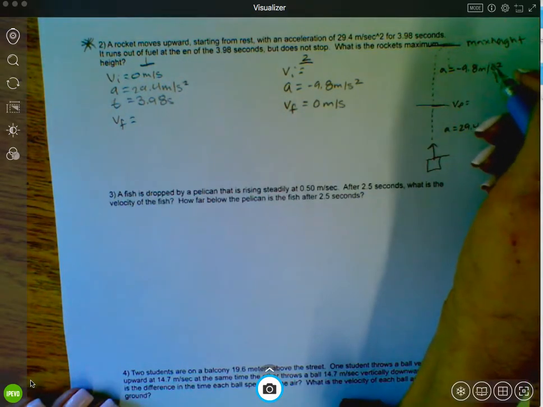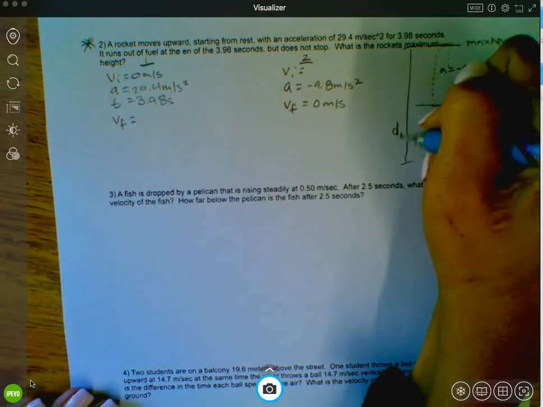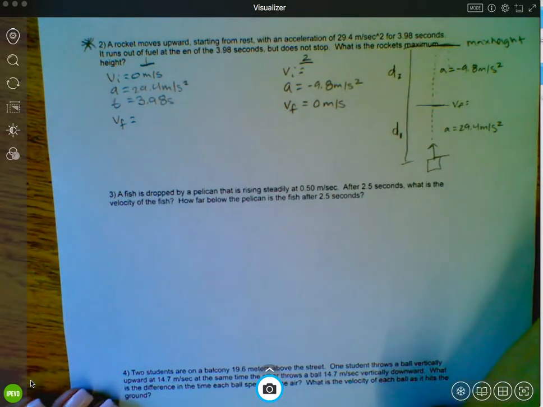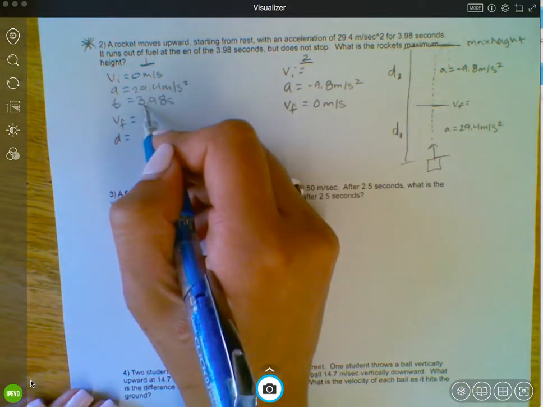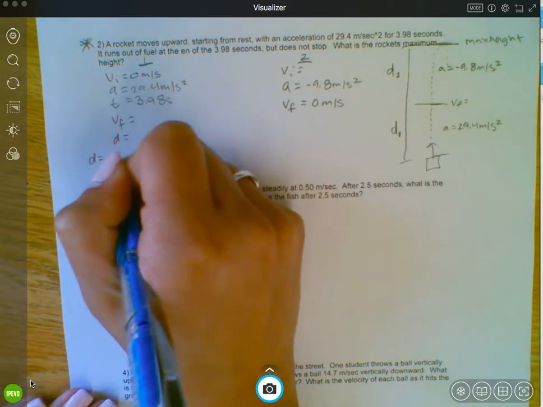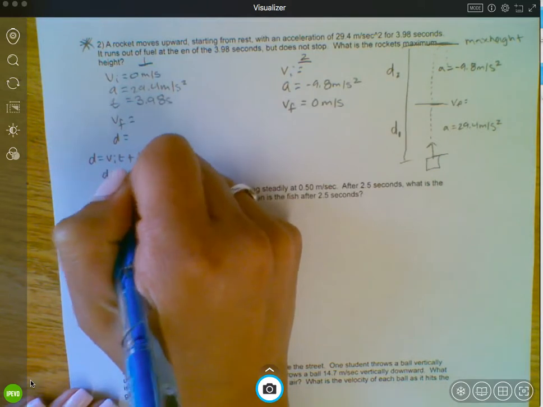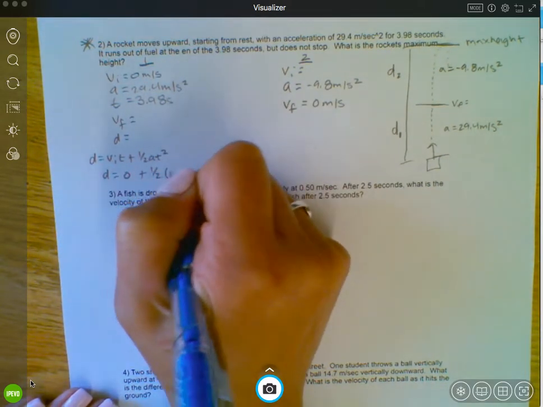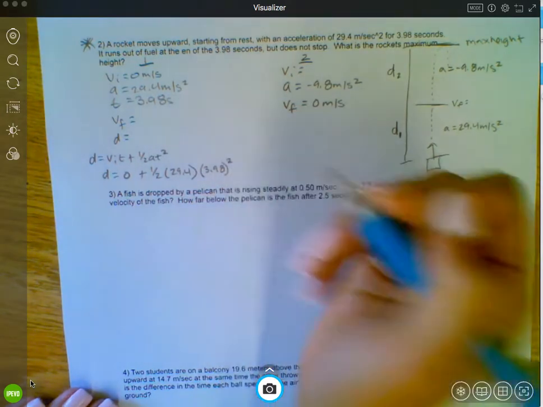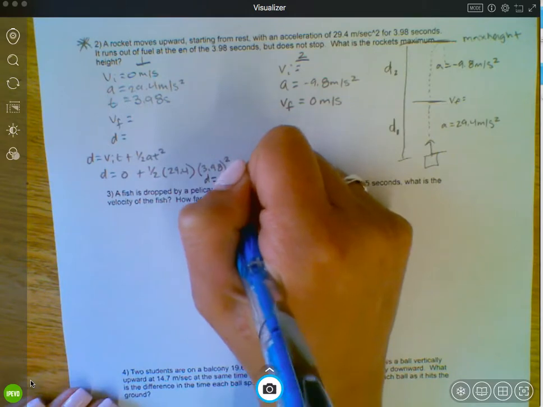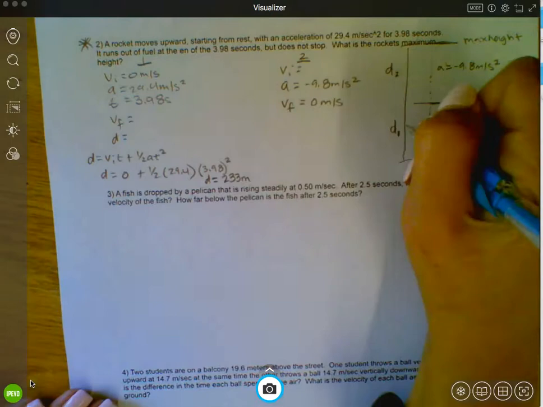And we want to know the maximum height, meaning we're looking for the displacement of the whole thing. So we'll do displacement of part one plus displacement of part two. For displacement of part one, we don't have v final, so we can use this equation. And we plug in, and we should get about 233 meters, if I remember correctly.